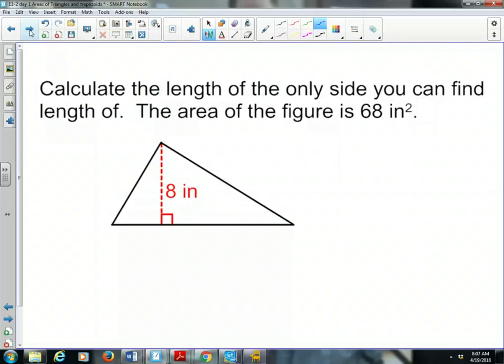This time, class, I know what the area is. I'm told that it is 68 inches squared. Let's find the length of what we need to know. The length is the base. It's this distance right here. We could find that length. We see the 90-degree angle, so the base and the height are always perpendicular.